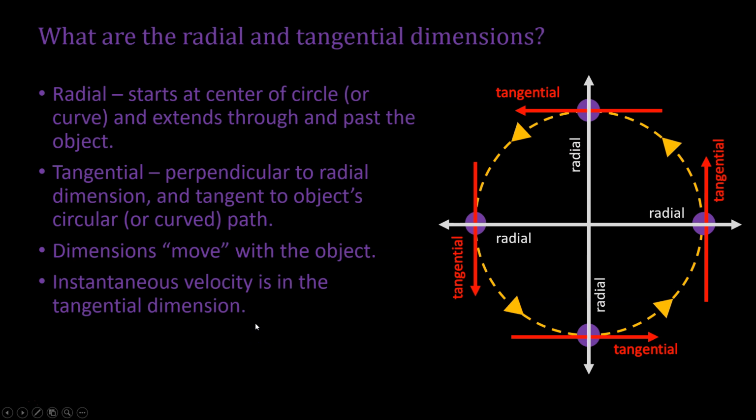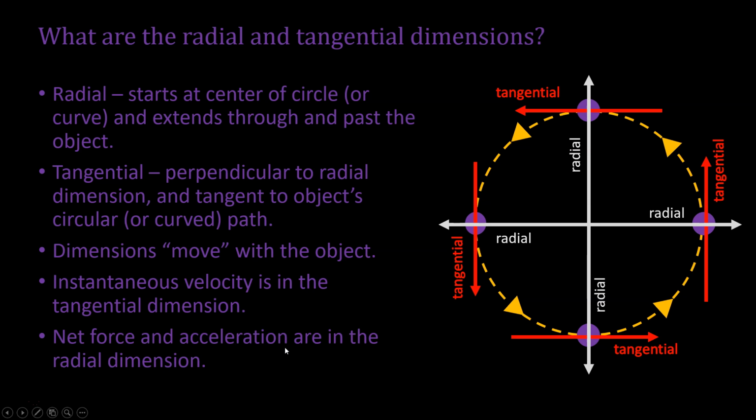The instantaneous velocity is in the tangential dimension, and the net force and acceleration are in the radial dimension, pointing towards the center of the curve or the circle.